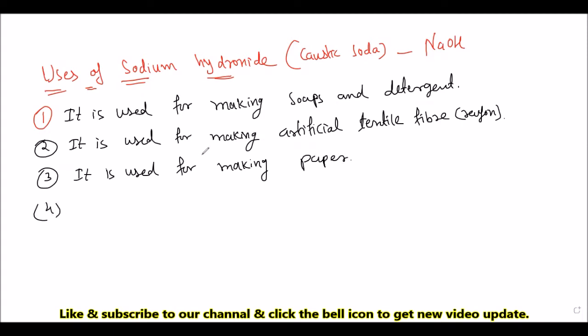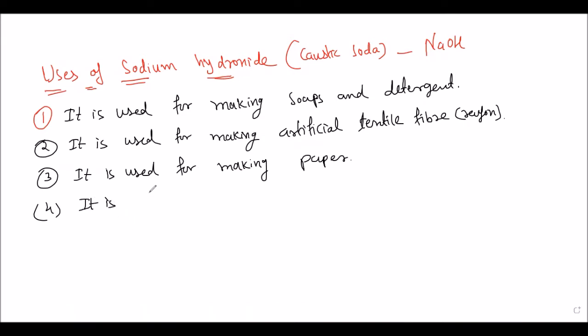Fourth use. What is the fourth use? It is used for degreasing metals, which means removing grease from the metals. So these are the four uses of sodium hydroxide.